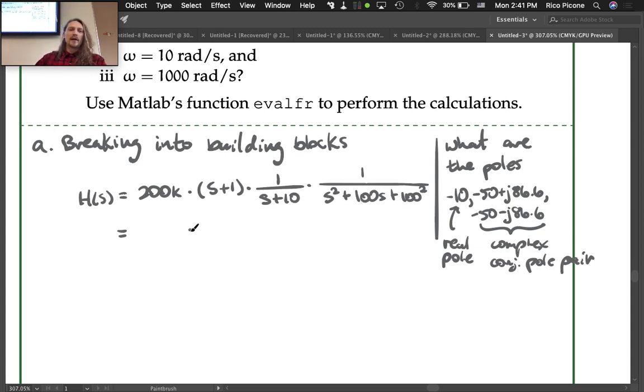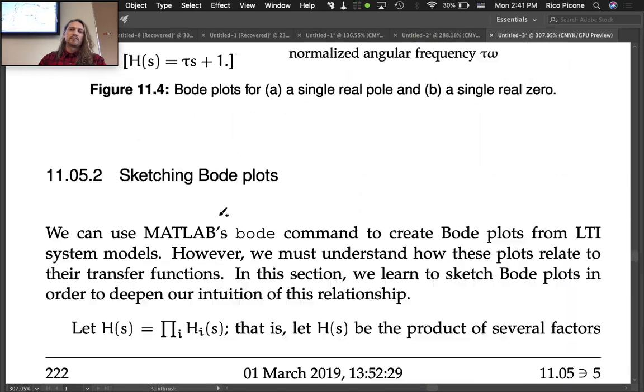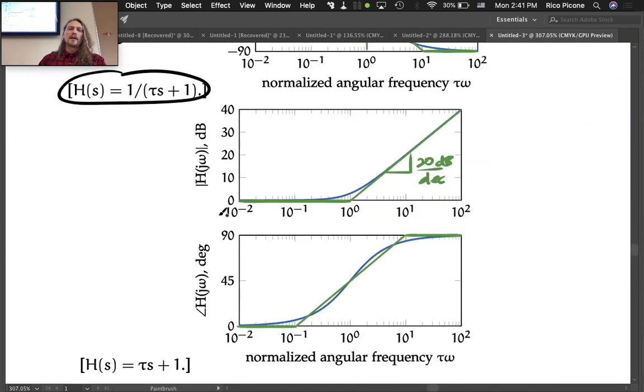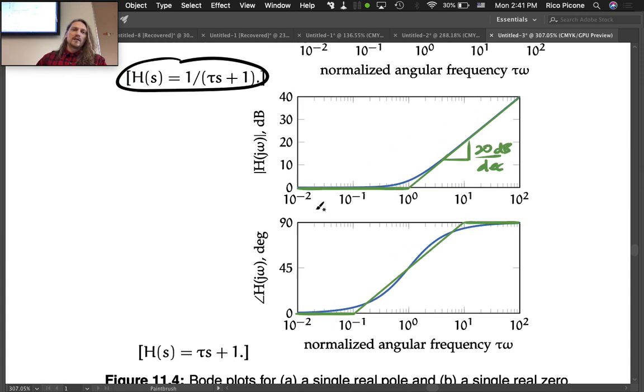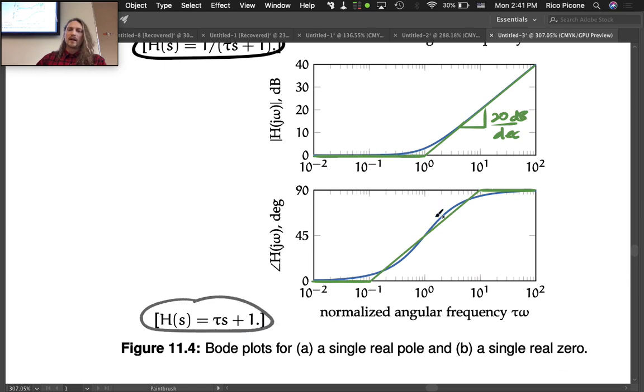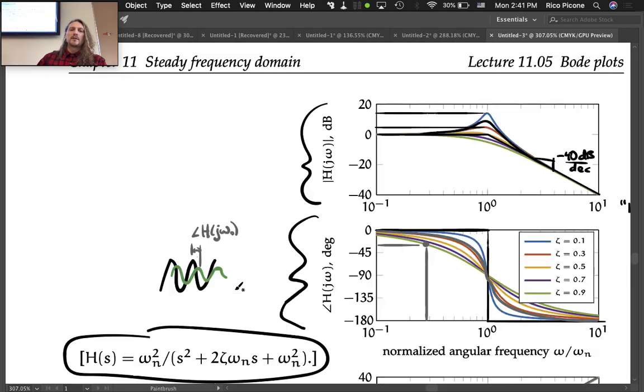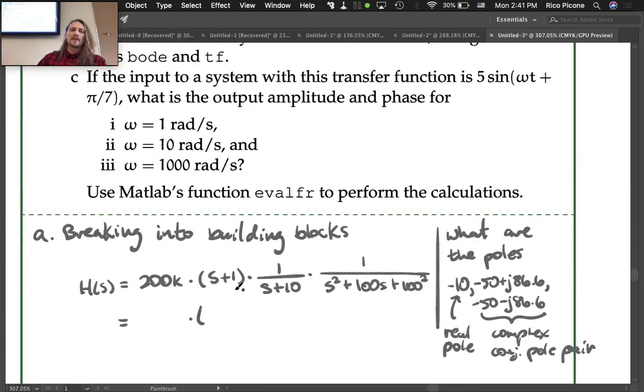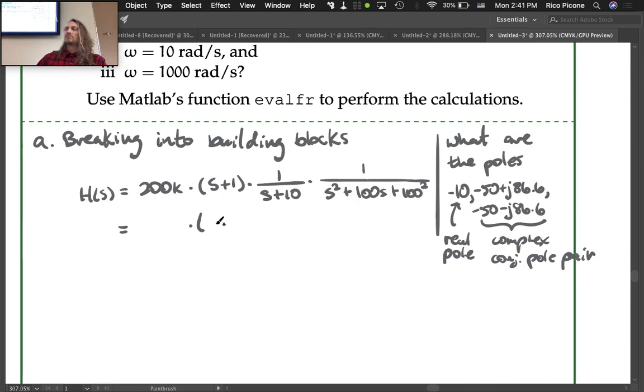So first of all, this s plus 1, is this in the right form already? It's a real zero. So a real zero has this transfer function in order to have this Bode plot, which is what we want. So is that one in this form of tau s plus 1? So what we have is s plus 1. Well, tau is just 1. So tau is just 1. Yeah, so it's good, right? s plus 1, and we can call this tau 1 equals 1. Okay?